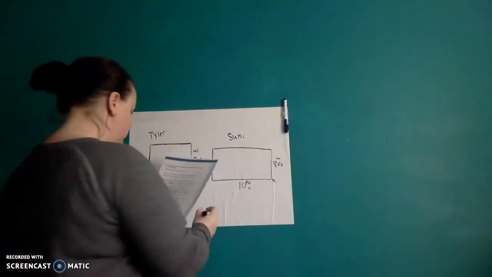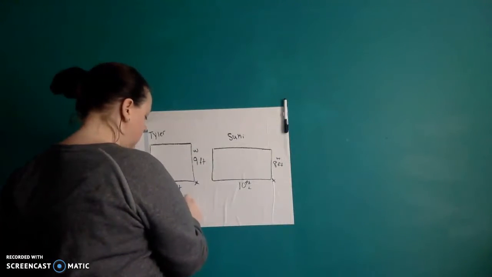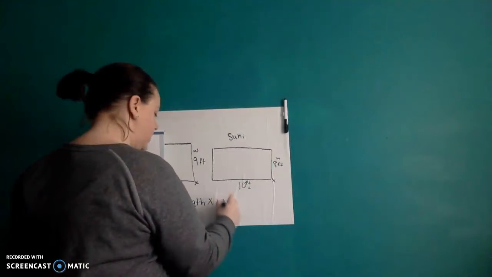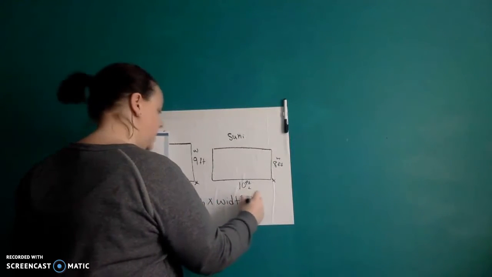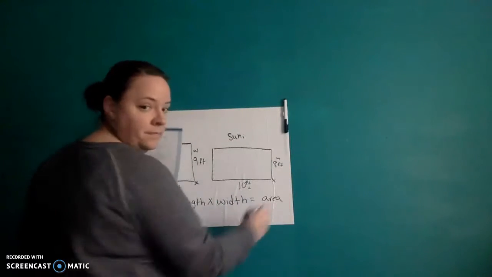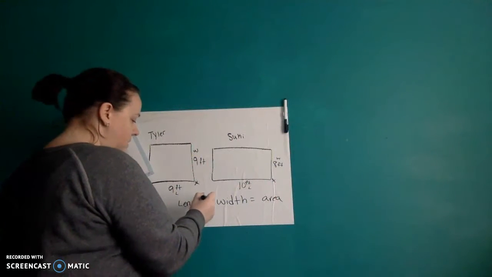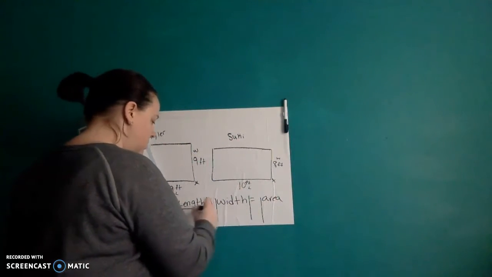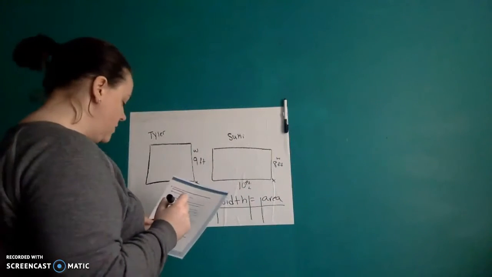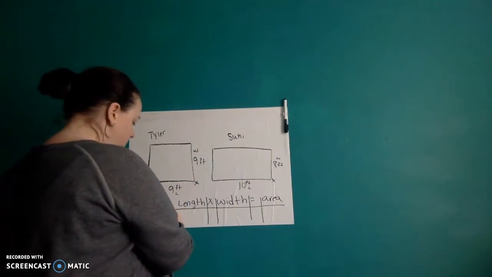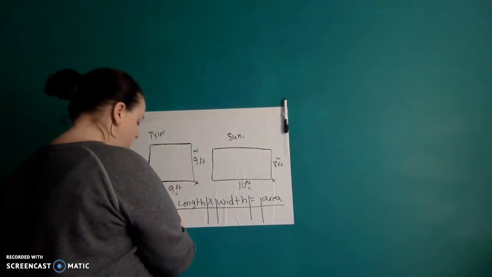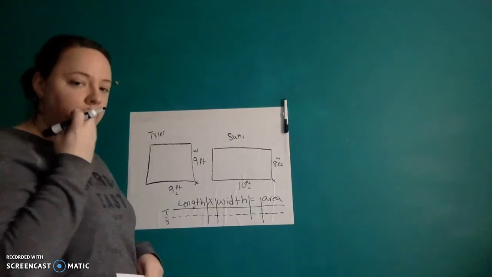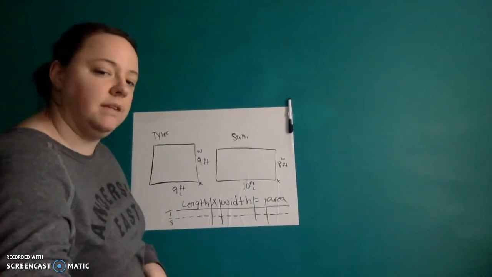So 14 says complete the equation below. I'm actually going to write that right here. So our length times our width equals our area. Okay, so I'm going to draw. So we know that our length of, I'm going to put T for Tyler, I'm going to put S for Suki. So now I have length times width equals area.